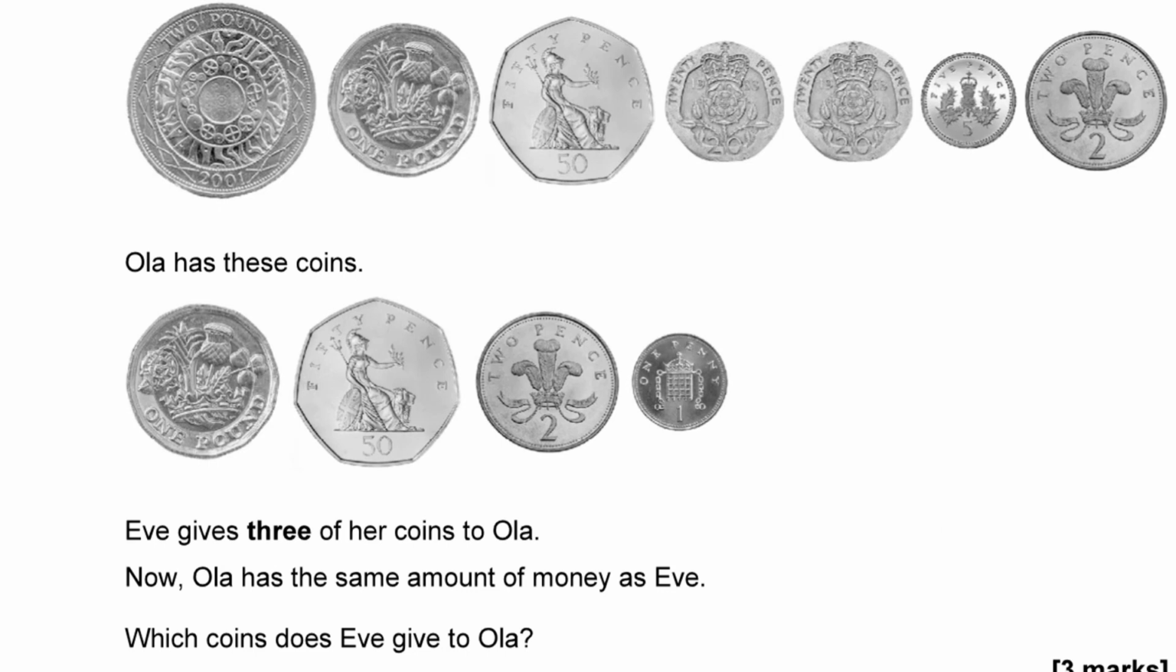Let's work out how much they've got each first off then. So Eve is starting with 2 plus 1, which is 3, plus 50p, plus 20, plus 20, plus 5, plus 2. That adds up to £3.97. So Ola starts with, sorry, Eve starts with £3 and 97 pence. Ola has a £1, 50p, a 2p and a 1p. So that is £1 and 53. Okay, so then after Eve gives Ola 3 coins, they should have the same amount.